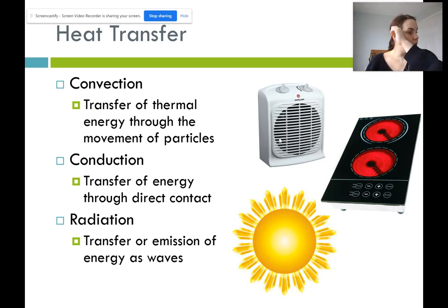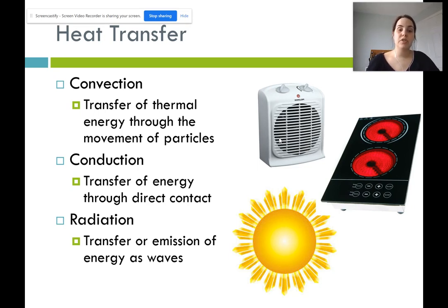You may also have at home a convection oven. The difference between a regular oven and a convection oven is not only is the heat being given off by the coils at the bottom of the oven, it's also got a fan in it, so there's air moving throughout the oven, so extra energy is being transferred also through the movement of those gas particles. So that is convection. Second type is conduction.